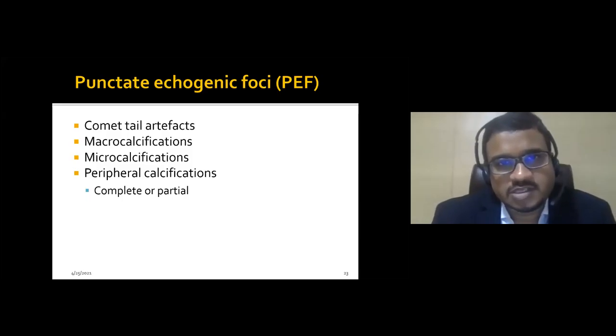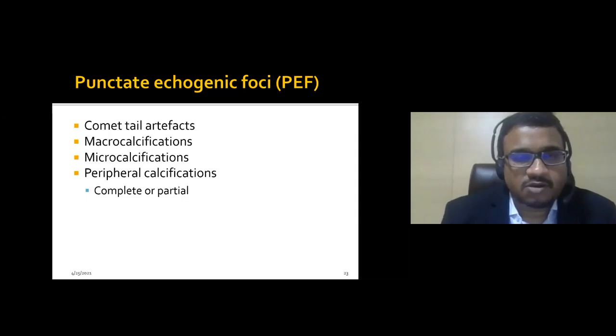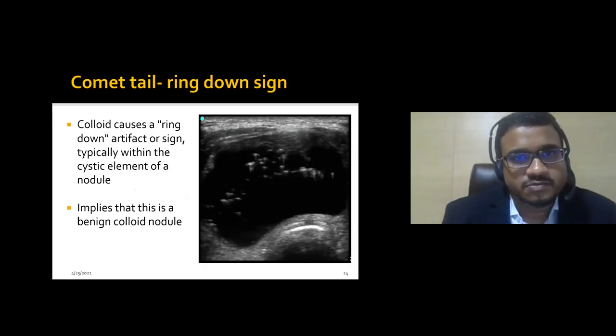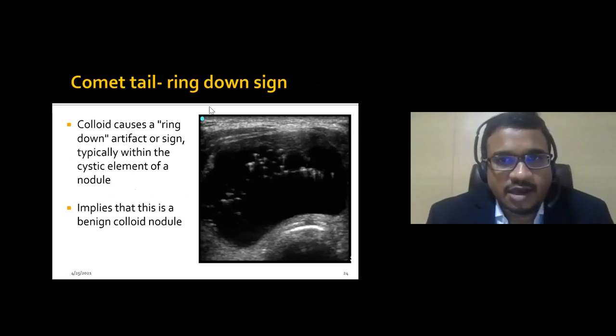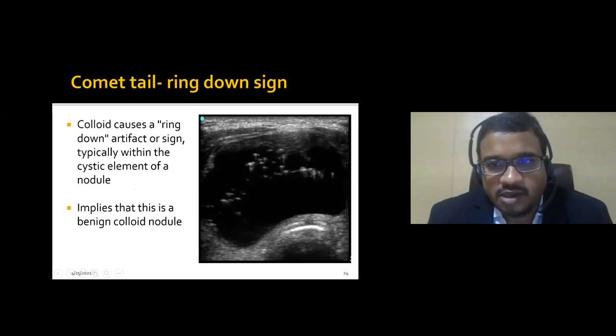Now we will discuss the punctate echogenic foci. These punctate echogenic foci are classified into comet tail artifacts, macrocalcifications, microcalcifications, and peripheral calcifications, which can be complete or partial. So coming to the comet tail artifacts, here this is the thyroid nodule, and this is the tracheal ring.